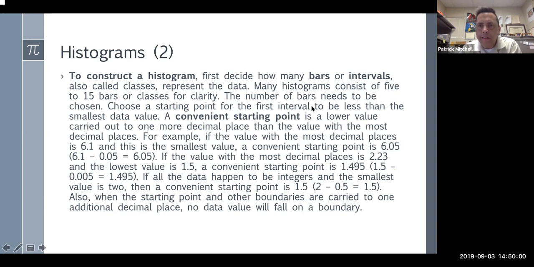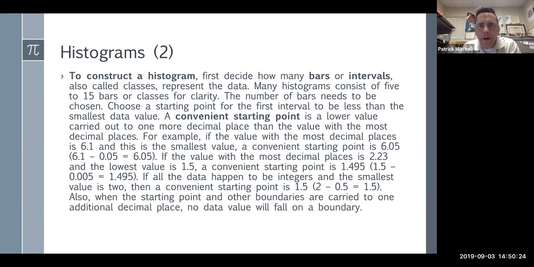What you would do next is you would look at the range of your data, okay, the lowest value to the highest value. Take that range and divide it by the number of bars that you want, and that will tell you sort of how big an interval each bar represents. And again, you'll see this in the example.